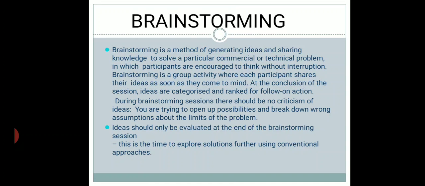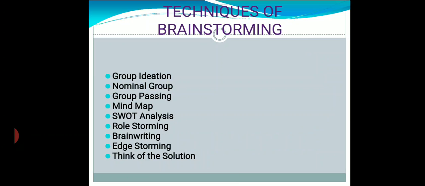Now brainstorming is a method where a group sits down, generates ideas, shares knowledge with each other and then comes to a conclusion. There are various techniques of brainstorming. First one is group ideation. Group ideation basically means a group of few members sits down. They think about various opportunities and ideas. They discuss the problem and then they think about ideas. Then they discuss the ideas and further discussion is held.